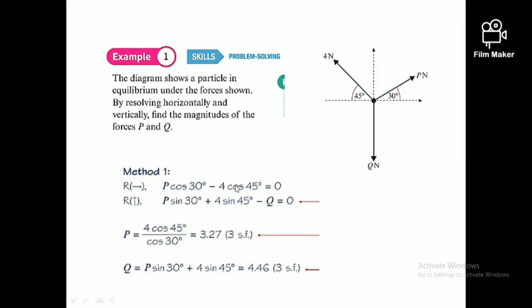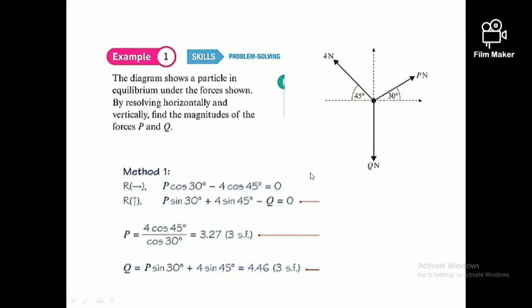Why is this positive and why is this negative? I have considered the arrow on this side as positive. That means the components along this direction are positive and the components along this direction are negative. Then the vertical forces: I just consider upwards as positive. P sine 30 plus 4 sine 45 minus Q, because Q is downwards, equals 0.